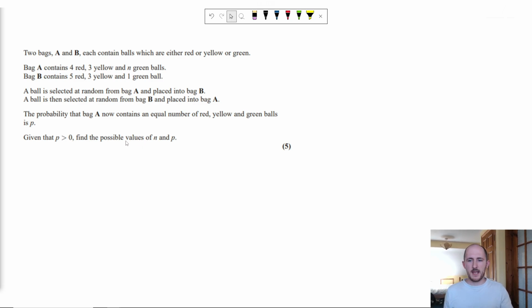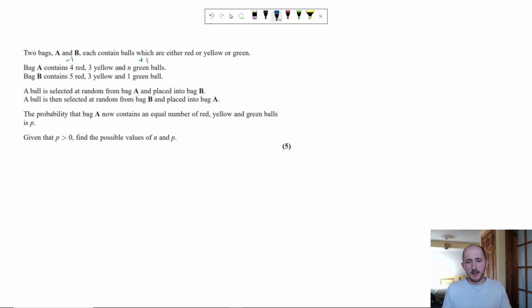First things first, it says the possible values of N and P. Now we can't really work out P without knowing what N is. So let's write down all of the cases for N and let's have a think. Essentially, we're going to take one ball from A and add one of any colour to A. How can we make them all the same? Well, because the number of reds is bigger than the number of yellows, we could take one red and then replace it with something. Now, we don't want to replace it with a yellow, because then we'd have 4 yellows and 3 reds. So we could add one to the green.